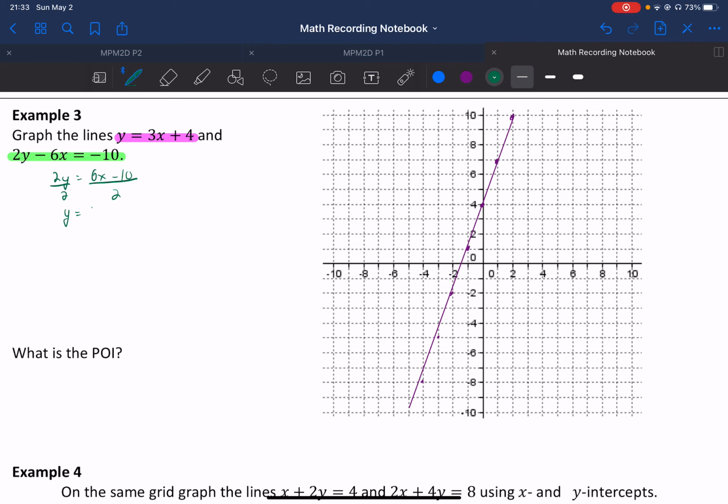So we're going to divide by 2, get that 2 away from it. 6x divided by 2 gives us 3x. Negative 10 divided by 2 gives us negative 5. Okay, that's a format that we recognize. We got our y-intercept, and we got our slope. So let's graph this.